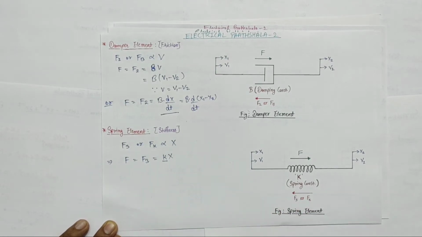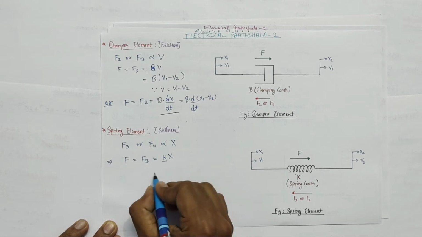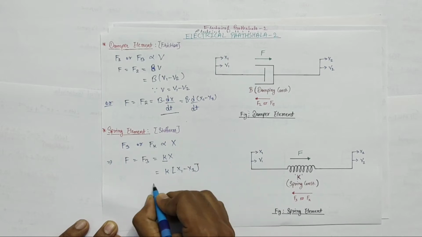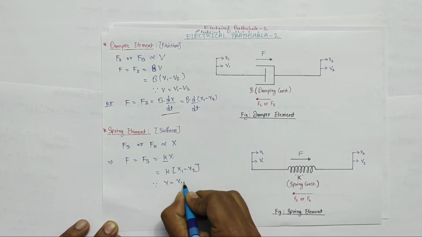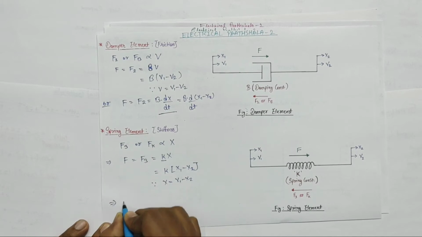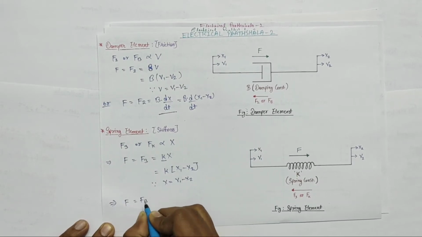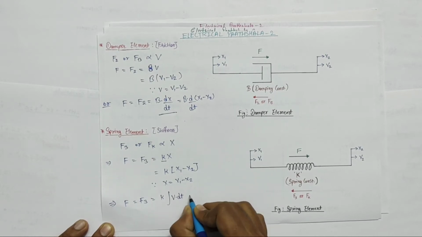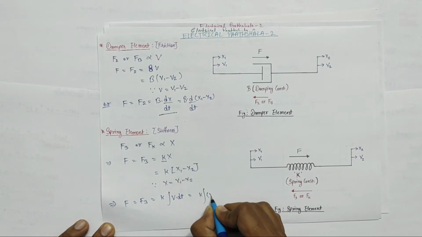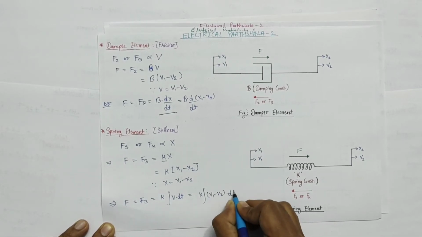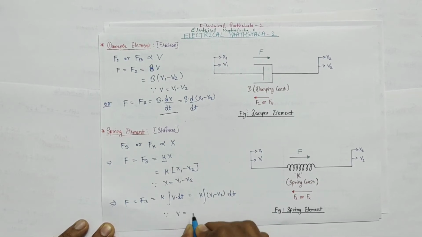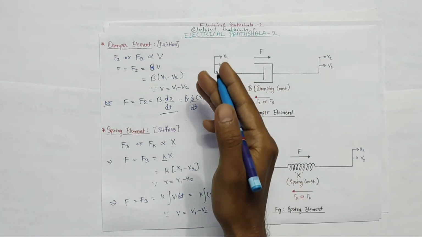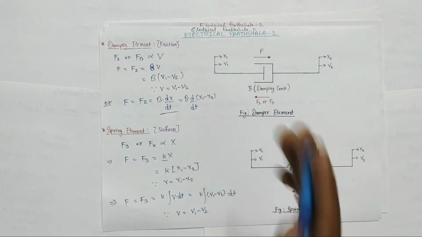This K here is our spring constant. In terms of displacement, we can also write it as K into (x1 minus x2). Here x is equal to x1 minus x2. Now in terms of velocity, we can write F is equal to F3 is equal to K into the integral of V dt, or K into the integral of (V1 minus V2) dt. Here V is equal to V1 minus V2. So guys, these are the three basic elements and the resisting forces due to these elements for a mechanical translational system.